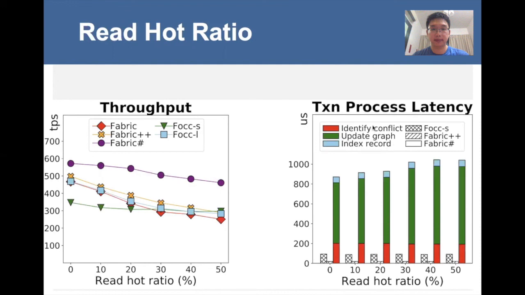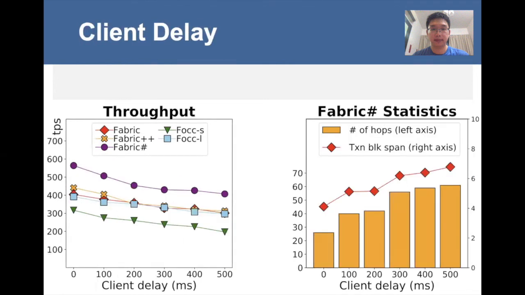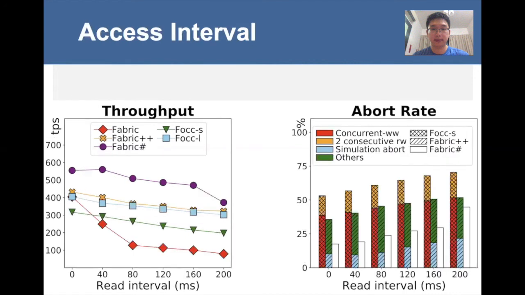Then, we increase the client delay to simulate network latency. As expected, the abort ratio increased for each implementation, as the longer transaction delay generates more conflicts. Note that when conflicts are too heavy, most implementations achieve similar performance, as they all reach the theoretical limit determined by the workload. Next, we increase the access interval to simulate execution-heavy transactions. The performance gap is still very clear.